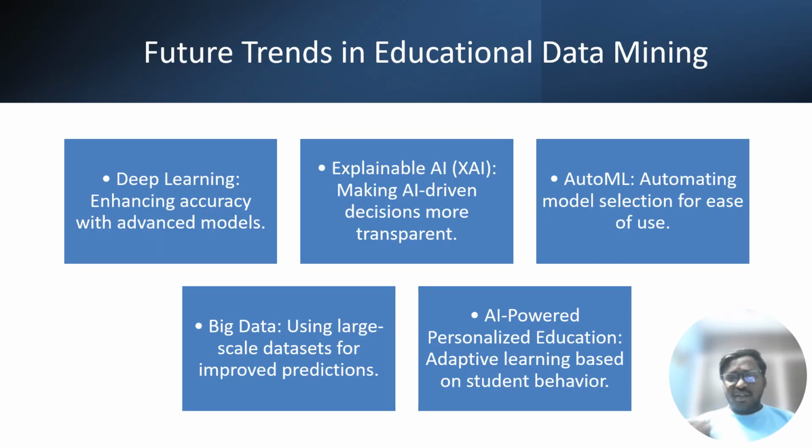Future trends in educational data mining. Deep learning: enhancing accuracy with advanced models. Explainable AI (XAI): making AI-driven decisions more transparent. AutoML: automating model selection for ease of use. Big data: using large scale data sets for improved predictions. AI-powered personalized education: adaptive learning based on student behavior.